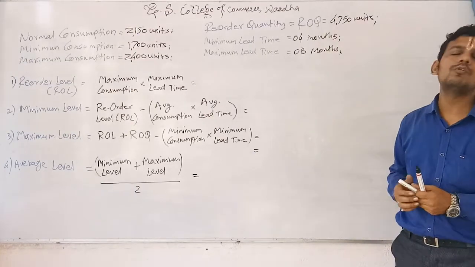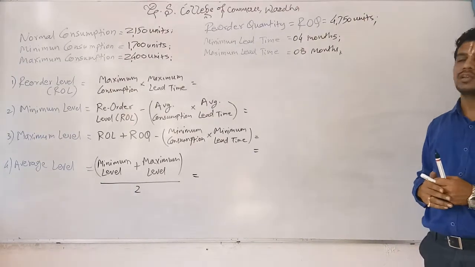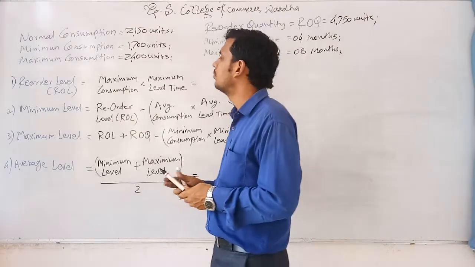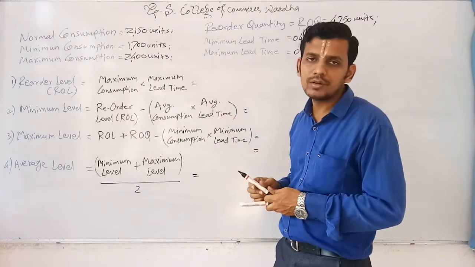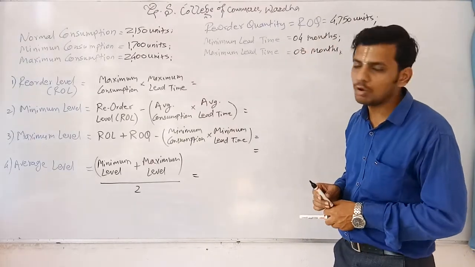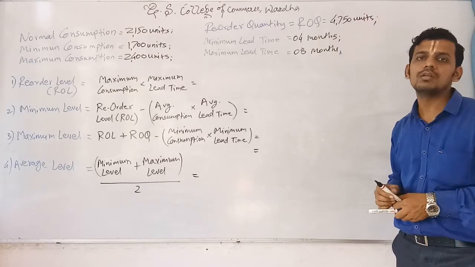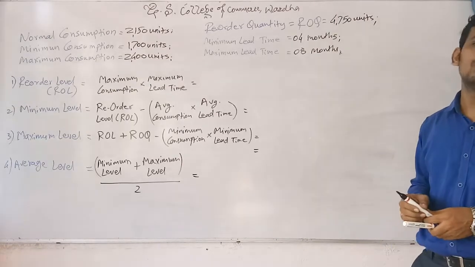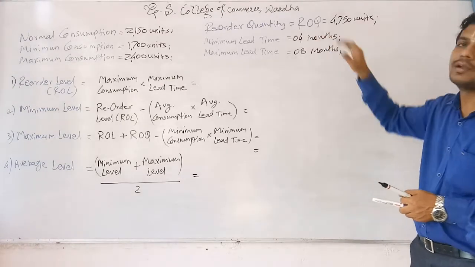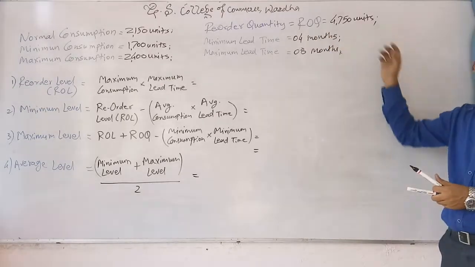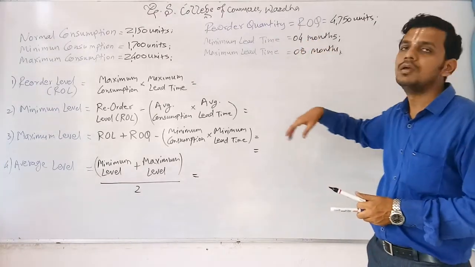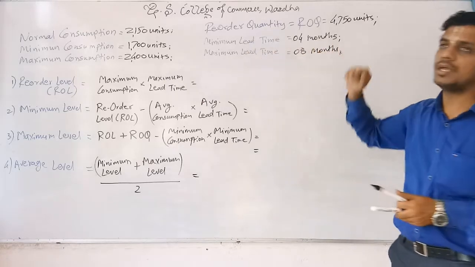Now we will move towards the next question, the second question for this particular video. The second problem says that normal usage of a particular firm monthly is 2150 units, whereas its minimum consumption per month is 1700 units and maximum consumption per month is 2400 units, whereas its reorder quantity, that is ROQ, is 4750 units and minimum lead time is 4 months, whereas maximum lead time is 8 months.